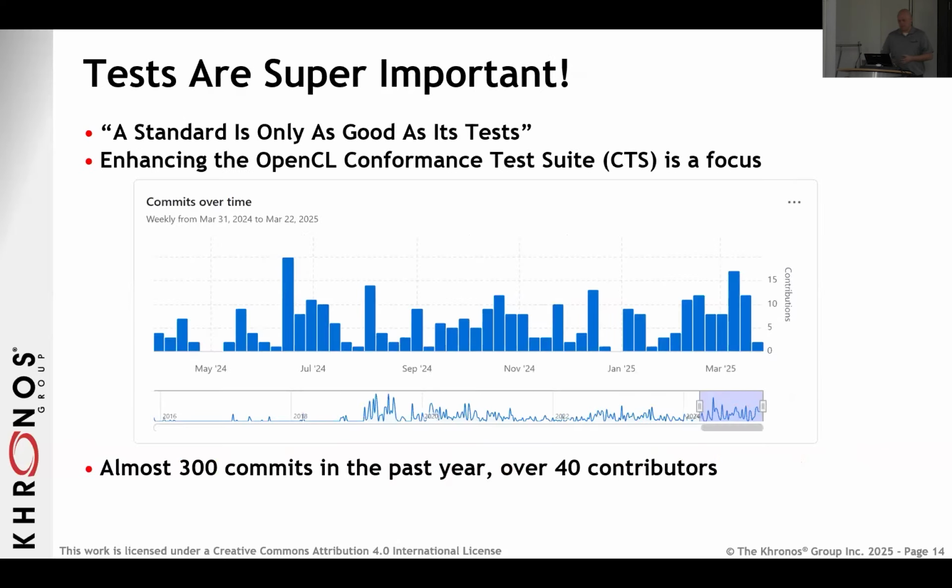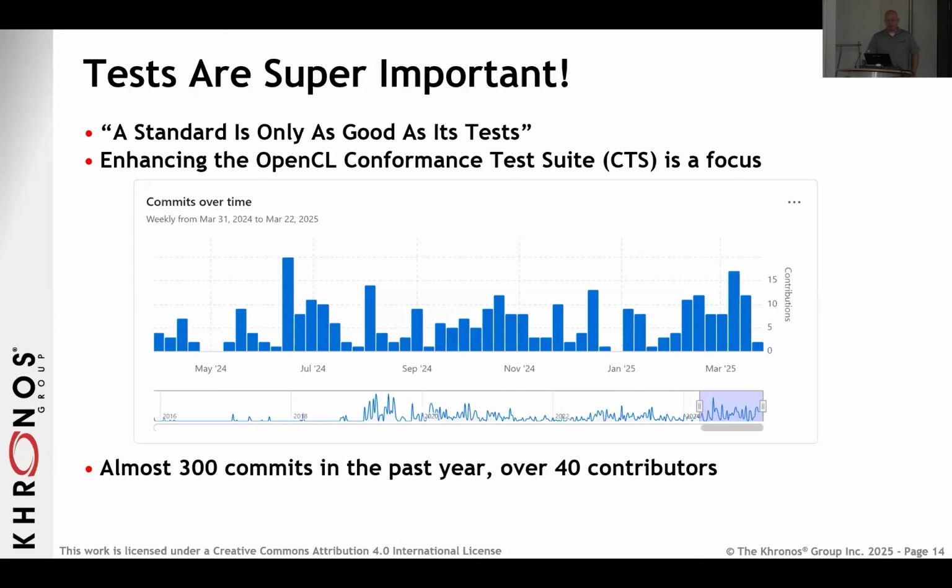Another one that seems obvious in hindsight is that tests are super important. And I've been thinking now that a standard is really only as good as its tests. Several years ago, the OpenCL working group realized that we needed to improve the conformance test suite, also known as the CTS, and that we needed to do more of our conformance test development in public. And I'm pretty happy to see, this is a snapshot of the contributions to the conformance test suite over the past year. And it's basically as active on the conformance test suite in the past year as it almost ever has been. I think the only other time we were even close was when we were working on OpenCL 3.